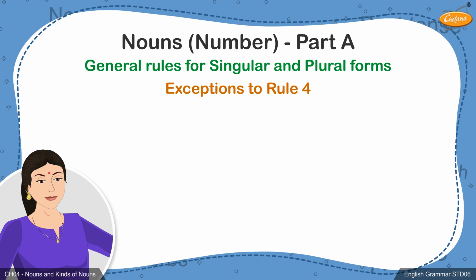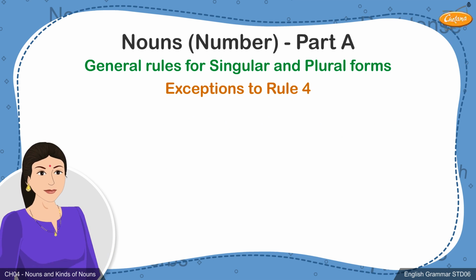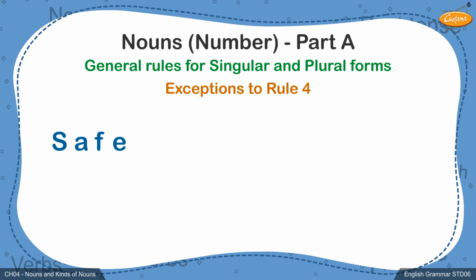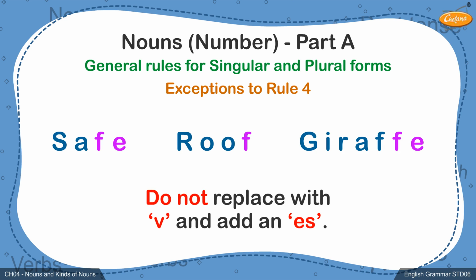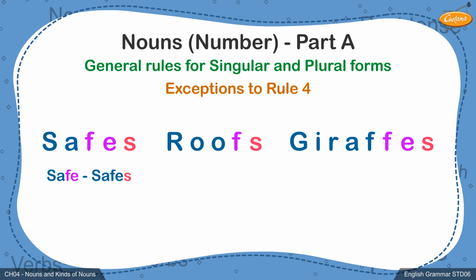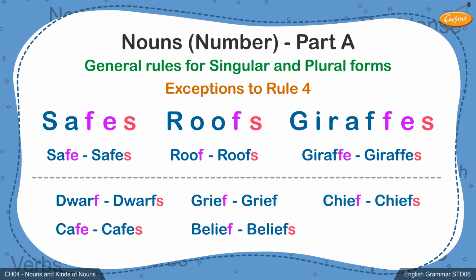However, students, there are some exceptions to rule number 4. To some nouns like safe, roof, giraffe, which also end in F or FE, we do not replace these letters with V and add an ES to them. Instead, we simply add letter S to write these words in plural form. For example, safe, safes, roof, roofs, giraffe, giraffes. More such examples are given to you in your workbook.